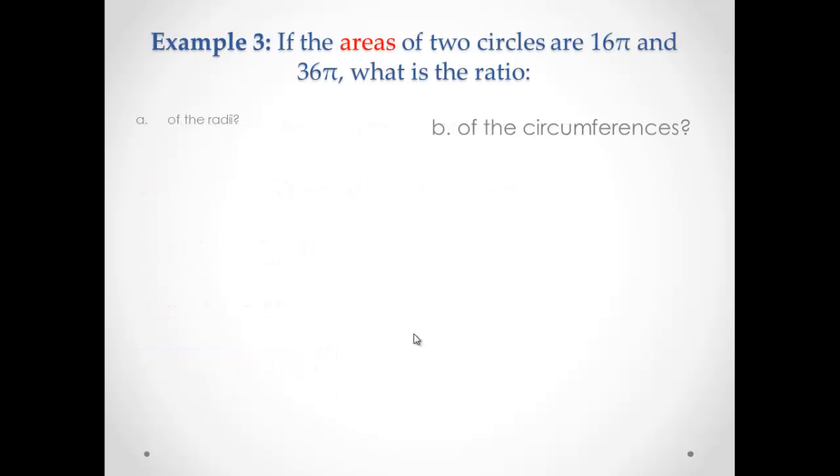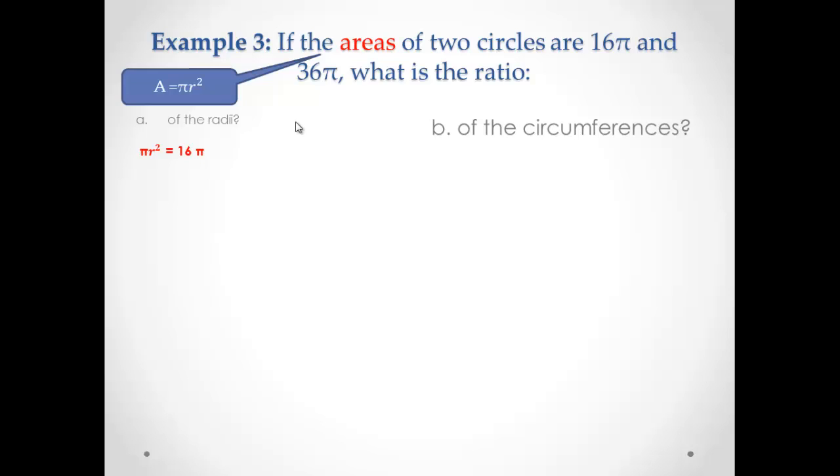Okay, example 3. If the areas of two circles are 16 pi and 36 pi, what is the ratio of the radii? So that is the distance from the center of the circle to the outside. First of all, if you recall, area is equal to pi r squared. So what we want to find out is what r is equal to. So first of all, if we look at the first circle, it is pi r squared, which is equal to 16 pi. But we want to find out what r is equal to.